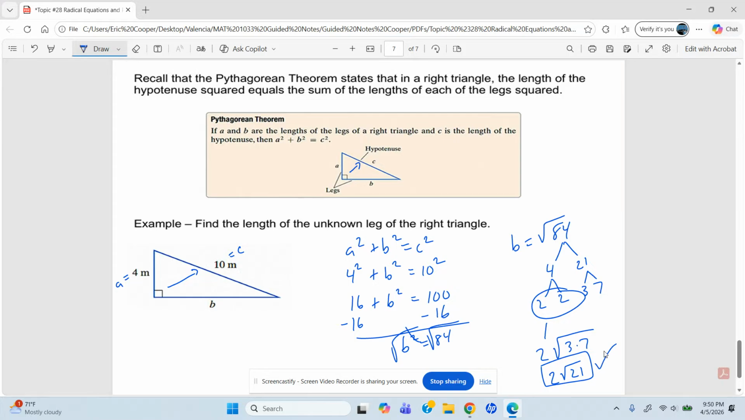So in this case, we're using this idea of the Pythagorean theorem, and we're solving for it. But now we're not writing our answers as decimals. We are writing them as square roots and then simplifying them as we need to.